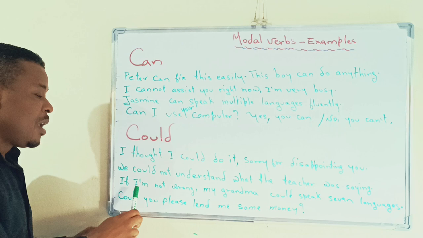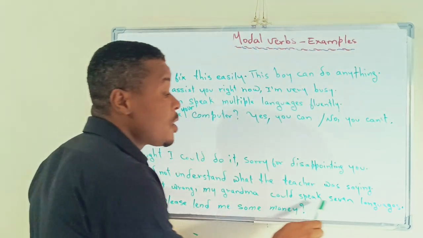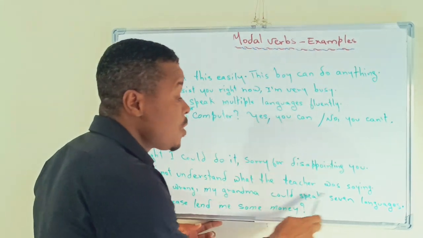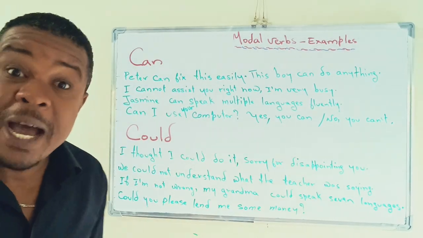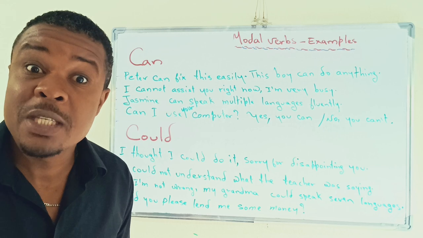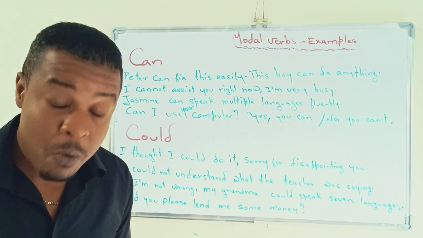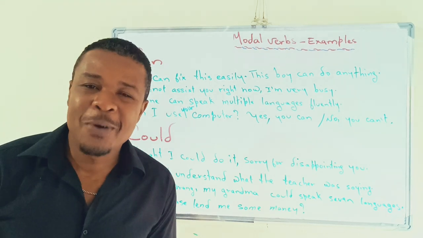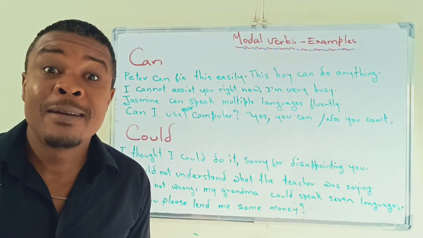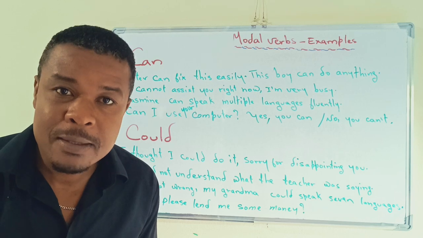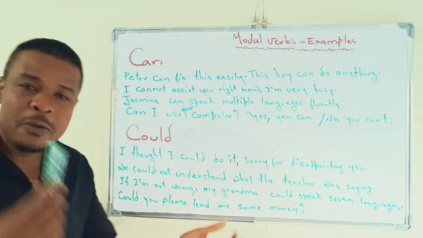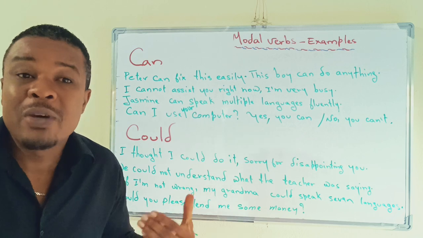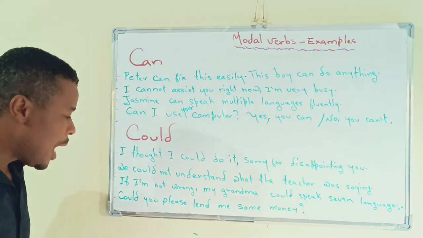The next one is, if I'm not wrong, my grandma could speak 7 languages. Do you know that? Si no estoy equivocado, mi abuela podía hablar 7 idiomas. Increíble, ¿verdad? O sea, estamos hablando de un talento, una habilidad o de lo que nuestra abuela era capaz. You get it?